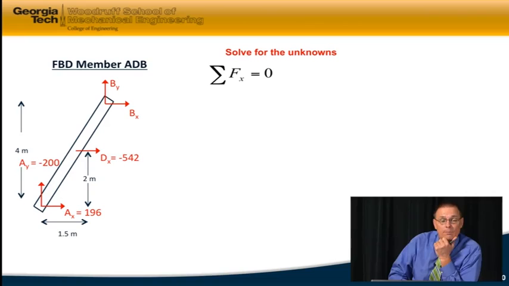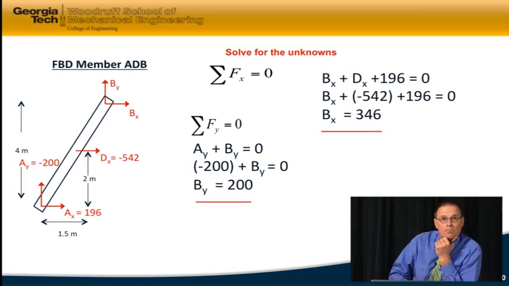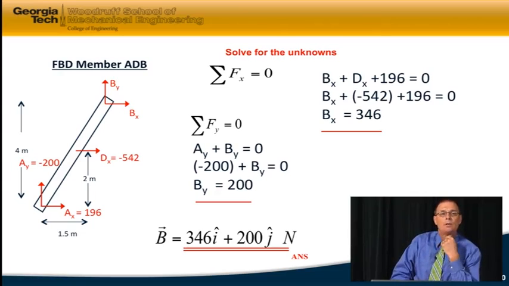Solving for BX and BY should be simple. Just sum forces in the x direction. You get BX equals 346. Sum forces in the y direction. You get BY equals 200. And so we now know the complete vector forces at point B on member ADB exerted by the pin. It's 346 in the I direction and 200 in the J direction, newtons.